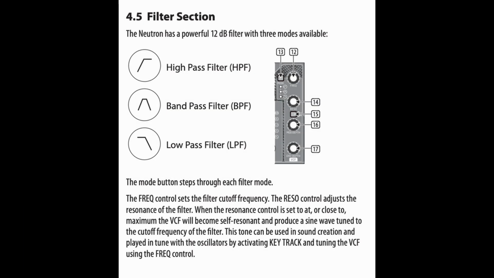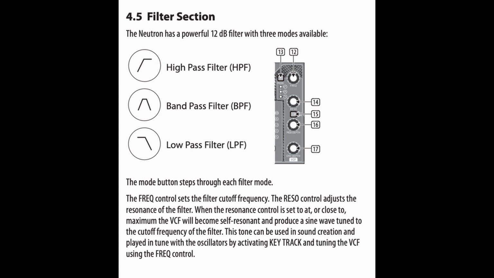Okay, looking further in the Behringer Neutron manual, you can see that the reso control adjusts the resonance of the filter. When the resonance control is set to at or close to maximum, the VCF will become self-resonant and produce a sine wave tuned to the cutoff frequency of the filter. This means that we have to change the value of our resonance and try to make it become a sine wave when it's at maximum.